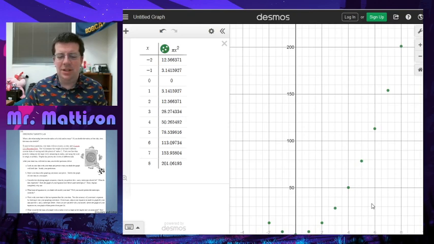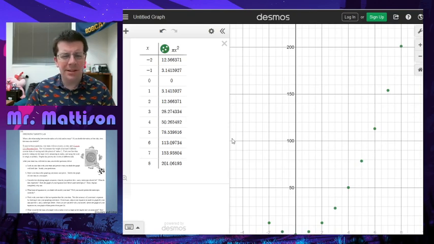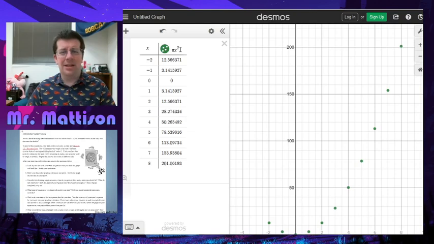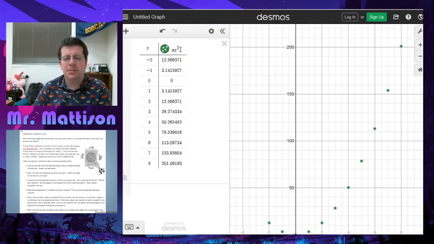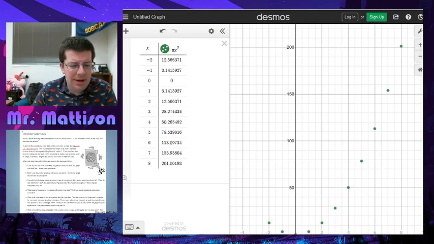So I can definitely see the shape of my graph, and this is quite clearly a parabolic shape, or a parabola. Which makes sense because pi is just some number, so it's some number times x to the second. That's going to be a quadratic or a parabola when I graph it. So there we go.